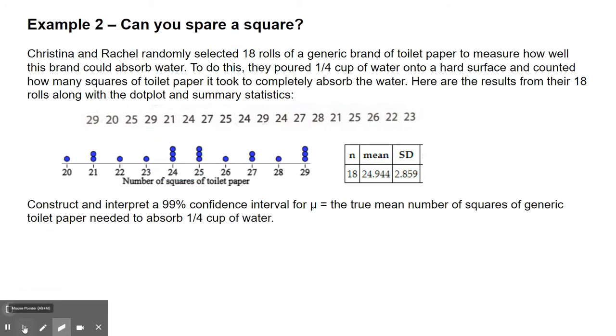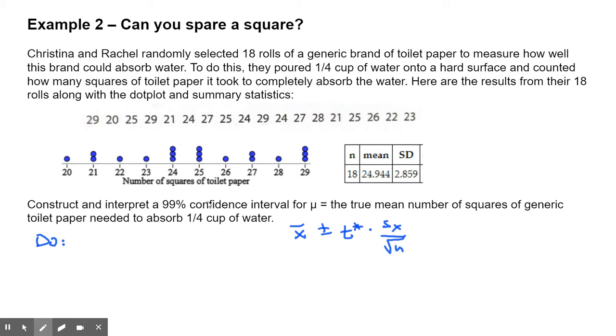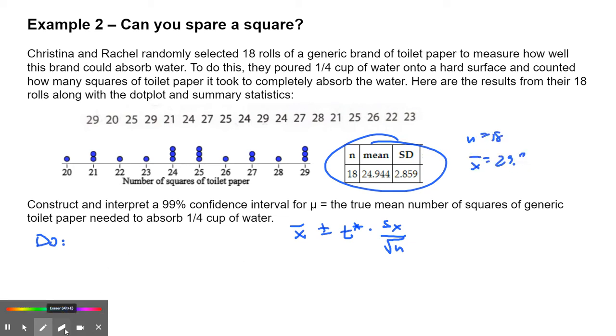All right, so now we're going to do the calculation. So again, in the end, we want to create our confidence interval. That formula is x bar plus or minus t star times the sample standard deviation over the square root of n. So we know almost all of these just from here, right? This tells us that n is 18, x bar is 24.944, and that'd be squares. And then the standard deviation, Sx, is 2.859 squares of toilet paper.